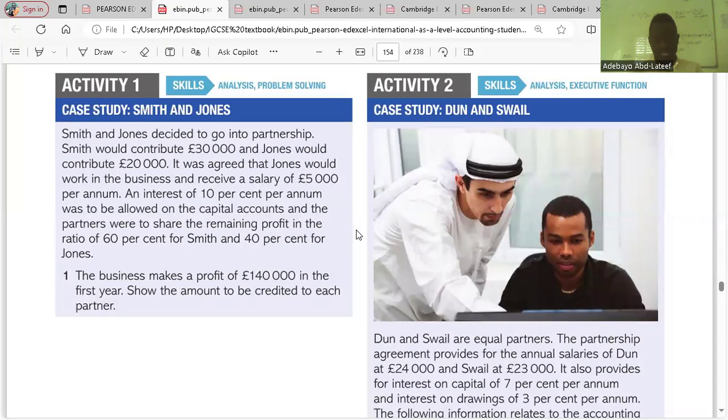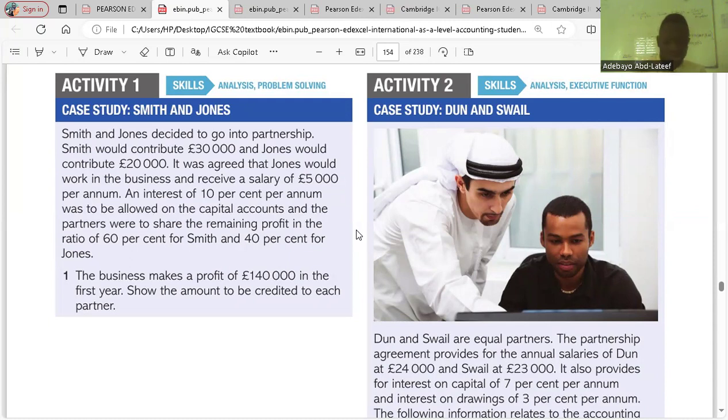On the debit side of the current account, we have salary paid for Jones, which is 5,000. Nothing was apportioned to Smith, so we don't have anything there. The balance carried down will be on the debit side. So for Smith, we're going to have the balance on the credit side, which is 87,000.